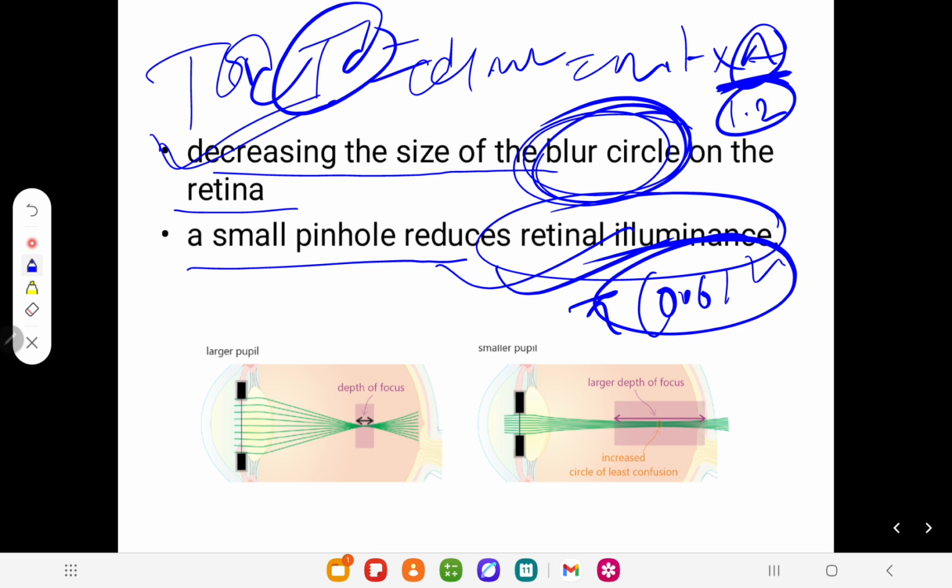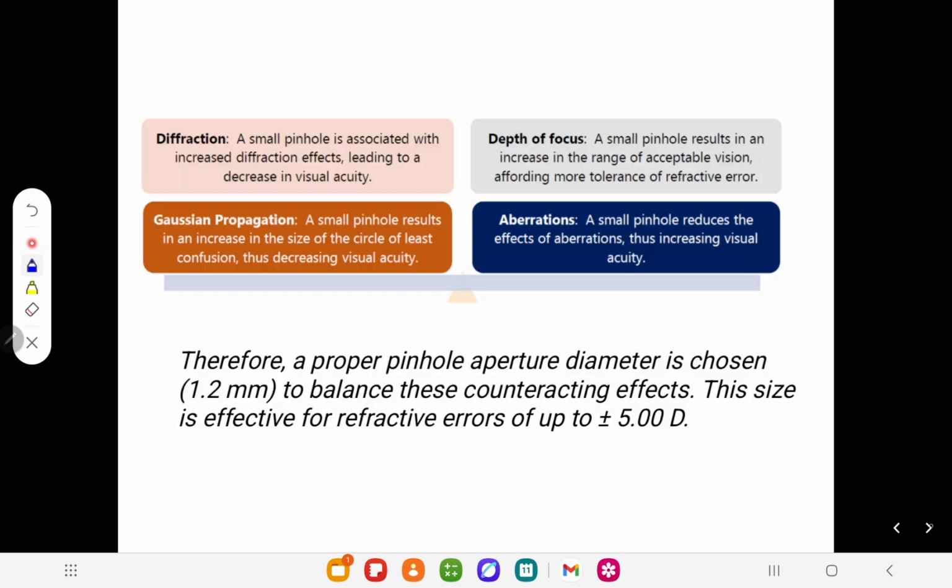Another thing: whenever the size of the pupil decreases, by means of the pupil or by means of a pinhole, one of the fantastic things that happens is increased depth of focus or depth of field. Obviously, in the retina it's depth of focus, in the field it's depth of field. So let's discuss things clearly. Whenever we decrease the size of the pinhole or the pupil, what happens? We have to balance things. It's not just about reducing the size of the pinhole and then everything goes fantastic.